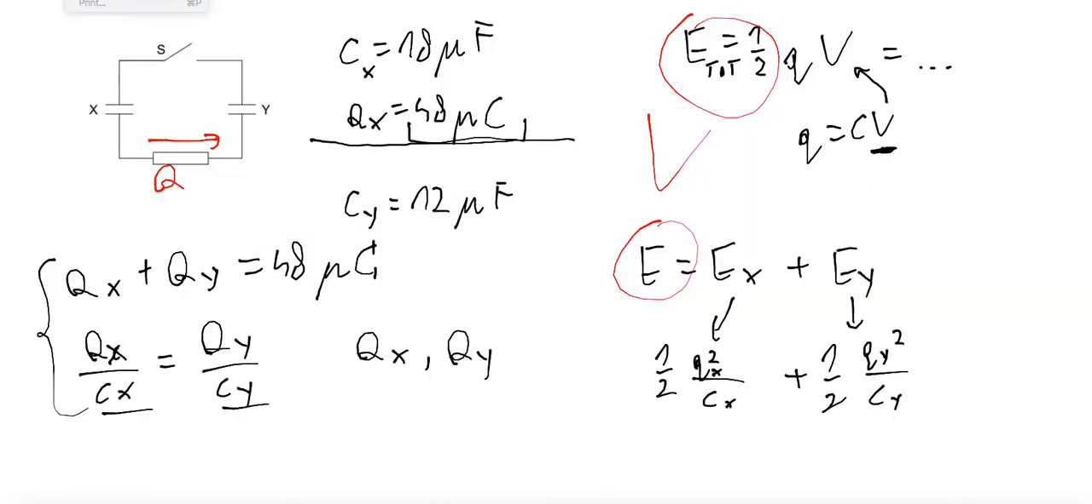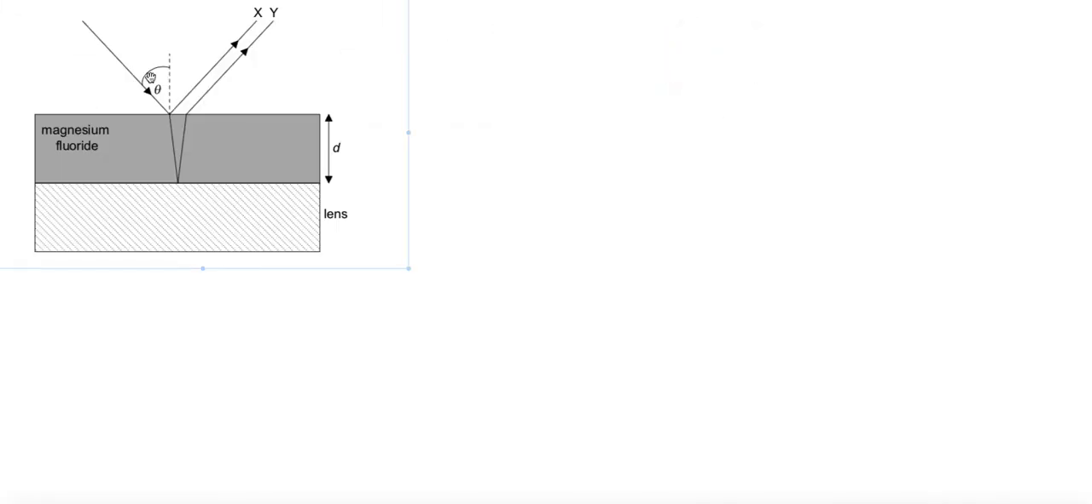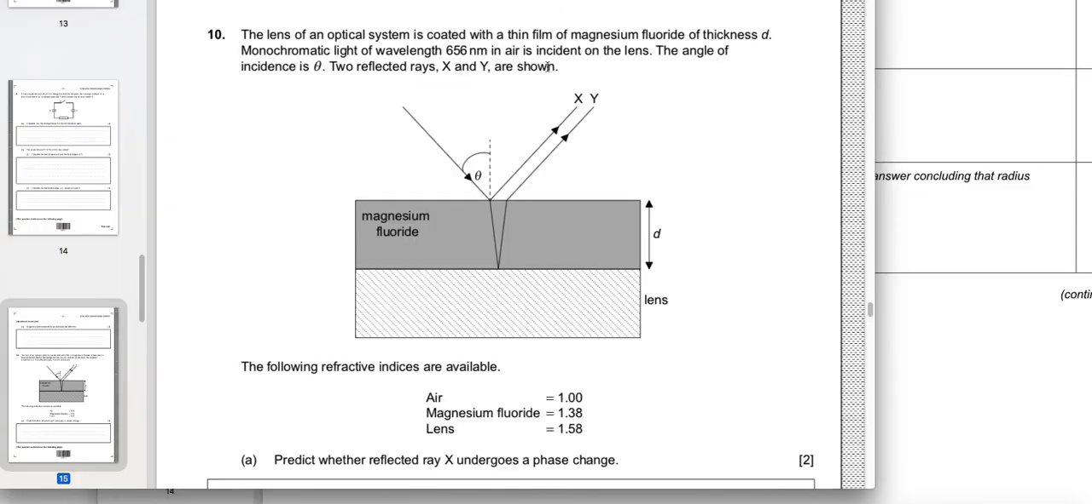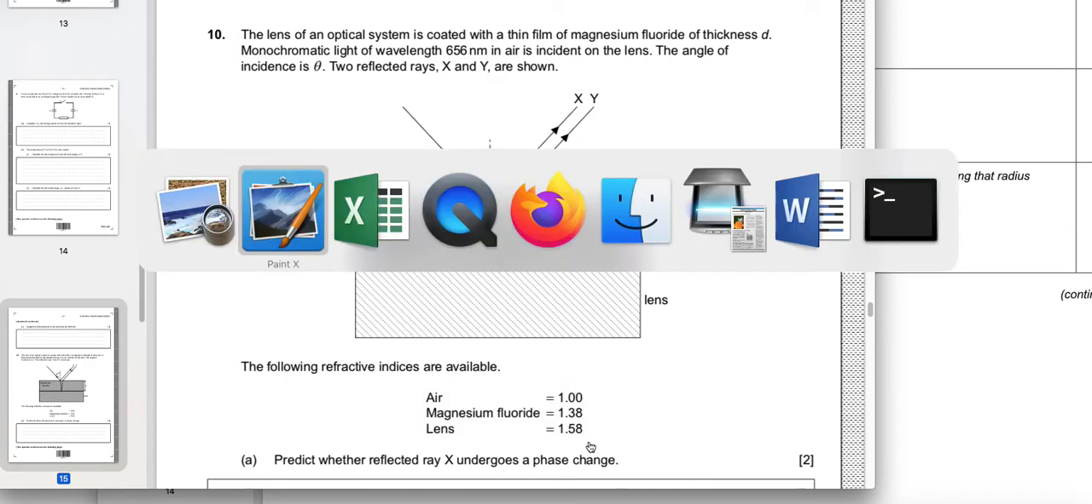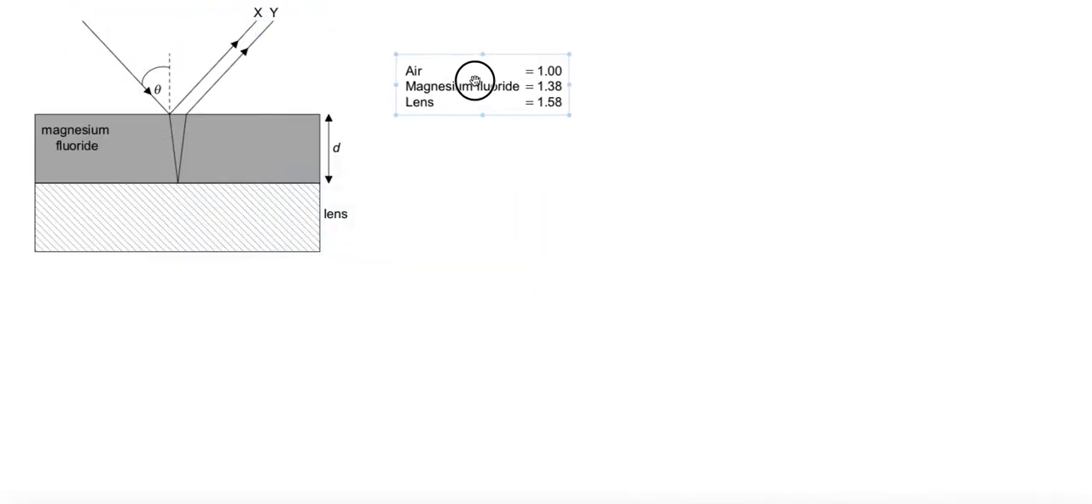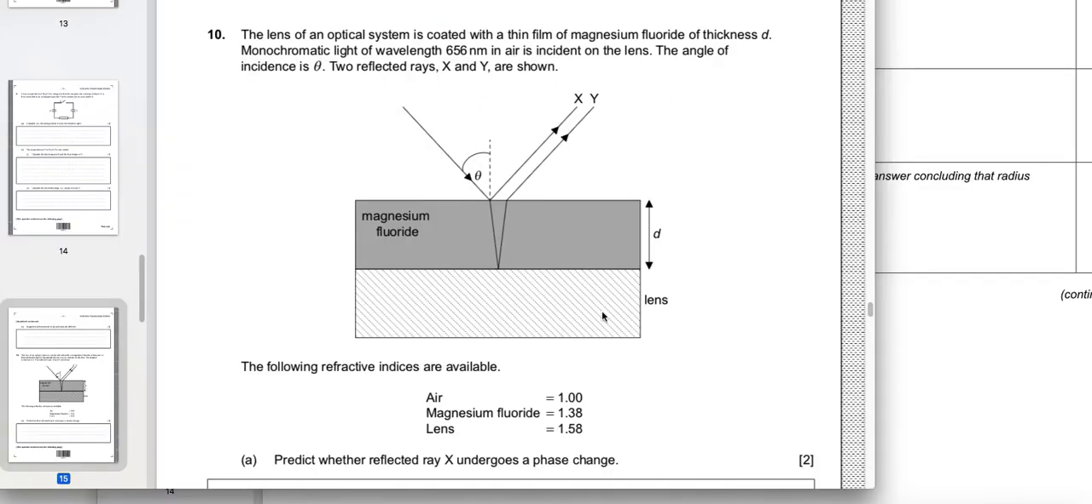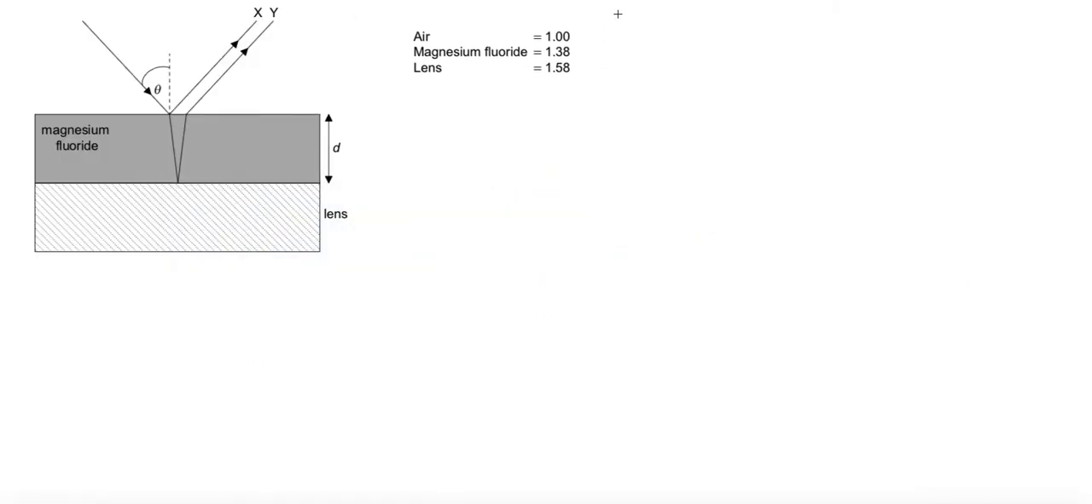So remember, phase changes only if the wave is reflected by a denser medium. So all you have to do here is to check whether the medium is denser or not. So let's look. They're asking about reflected X. So X is this. The point of reflection is here. So air has a refractive index of 1, magnesium fluoride has a refractive index of 1.38. What does it mean? It means that the wave is reflected by a denser medium, so the phase changes by pi.